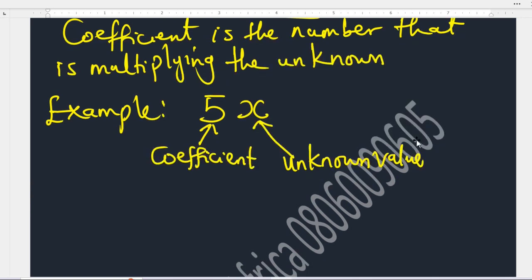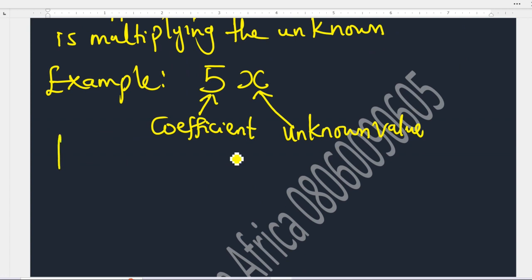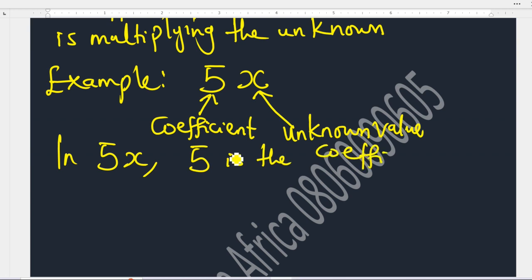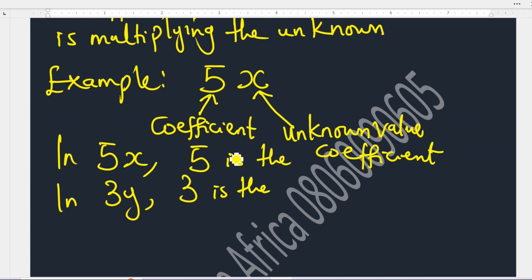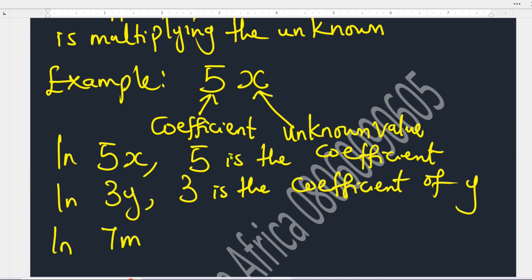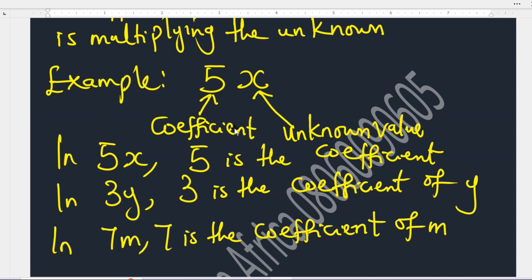Now, let's look at another example. In 5x, 5 is the coefficient. I hope you understand that. Now, in 3y, 3 is the coefficient of y. Now, look at another one. In 7m, 7 is the coefficient of m. I hope you are getting that.